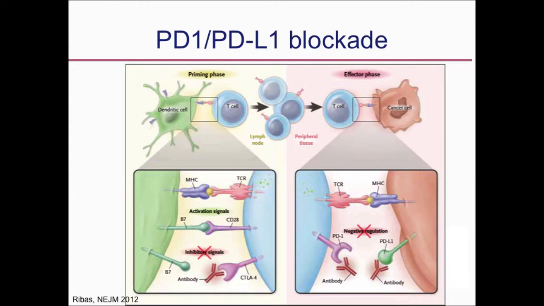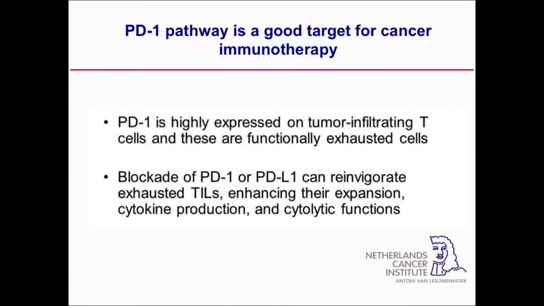For PD-1, it's different. You see that once these cells in the lymph node have proliferated, they go to the peripheral tissues, for instance a cancer tissue, and there is the interaction of PD-1 with PD-L1 on the tumor. By blocking either PD-1 or PD-L1, you can stop this interaction and the negative signal to T cells, and the T cell can again become active. We know that PD-1 is highly expressed on tumor-infiltrating T cells, and these are functionally exhausted cells. Blockade of PD-1 and PD-L1 can reinvigorate exhausted TILs, enhancing their expansion, cytokine production, and cytolytic function in order to kill the tumor cells.